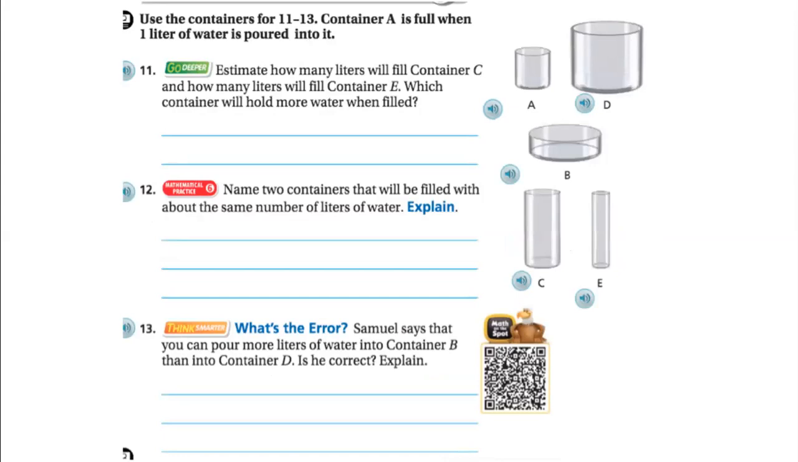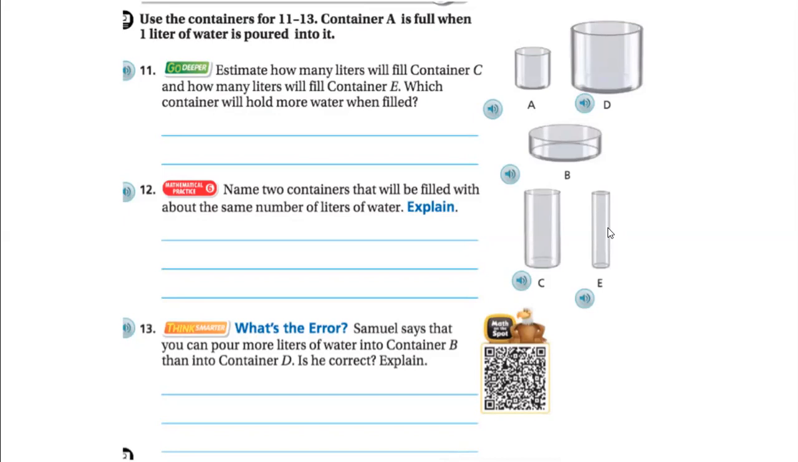The instructions for 11 through 13 are as follows. Use the containers for 11 through 13. Container A is full when 1 liter of water is poured into it. Number 11 asks, estimate how many liters will fill container C and how many liters will fill container E. Which container will hold more water when filled? So we are looking at containers C and E for number 11.